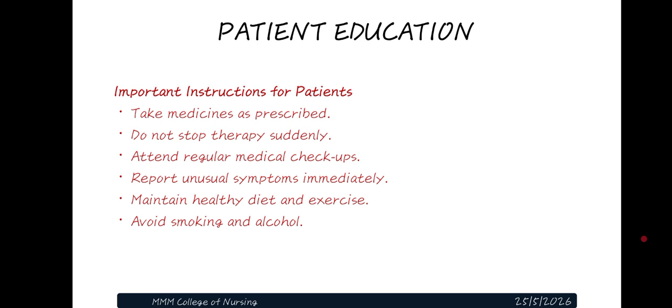Coming to patient education. The important instructions for patients: take medication as prescribed, do not stop therapy suddenly, attend regular medical checkups, report unusual symptoms immediately, maintain a healthy diet and exercise, and avoid smoking and alcohol. So patient education improves treatment outcomes and reduces complications. Patients should understand the importance of regular follow-up and medication compliance. Lifestyle modification can also improve the effectiveness of therapy.